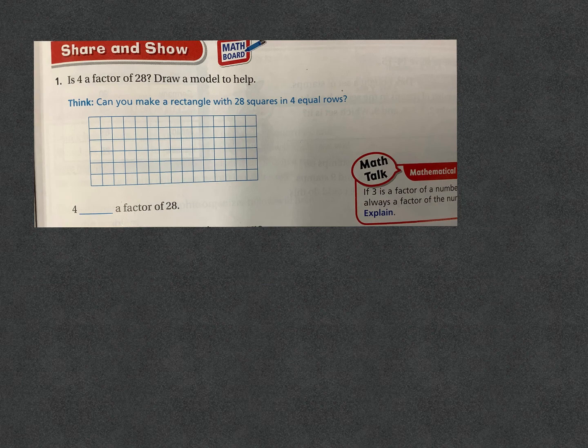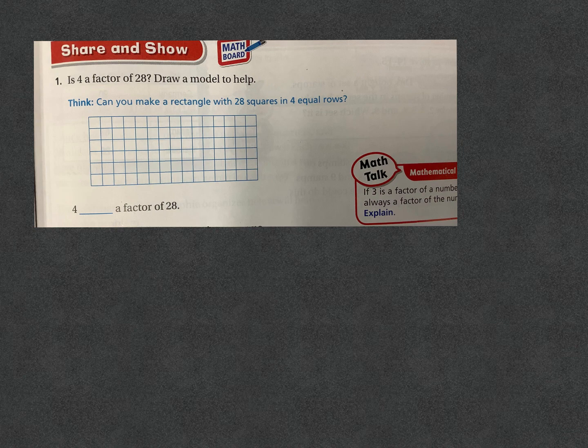Is 4 a factor of 28? Now, if you're getting comfortable with what factors mean, what we're asking you is 4 times what number will give me 28? Will a number give it 28? And so if you have your math facts memorized, your brain probably went, pop, there it is, I know what it is. If you're still working on it, it's no worries. You'll get it, and you can use a grid to help too. But they want us to draw this model.